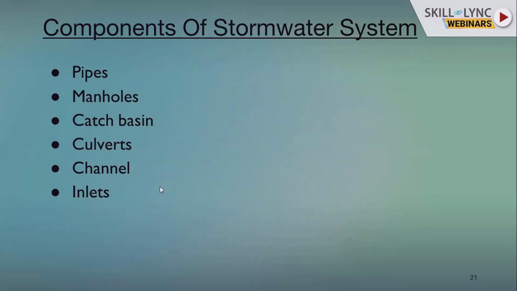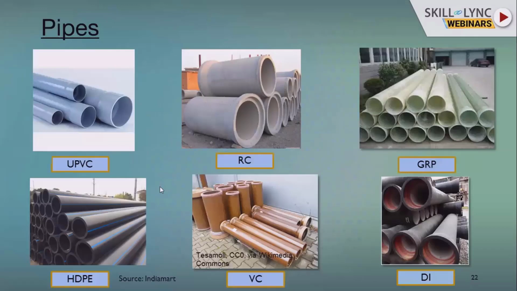So these are the typical components of a storm network. We have pipes, manholes, catch basins, culverts, channels, and inlets. All these are used to design the stormwater network, and every component has different design criteria. You can input these components into the software which we call StormCAD, and you can design your system. Generally, you know all these types of pipe: UPVC pipes, RC pipes, GRP, HDPE, vitrified clay, and ductile iron. These are the types of pipe you can use.